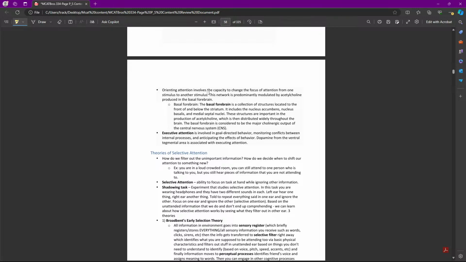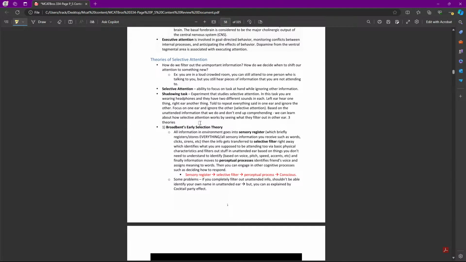Executive attention is involved in goal-directed behavior, monitoring conflicts between internal processes, and anticipating the effects of the behavior. Dopamine from the ventral tegmental area is associated with executive attention. Okay. Theories of selective attention. How do we filter out unimportant information? How do we decide to shift our attention to something new?